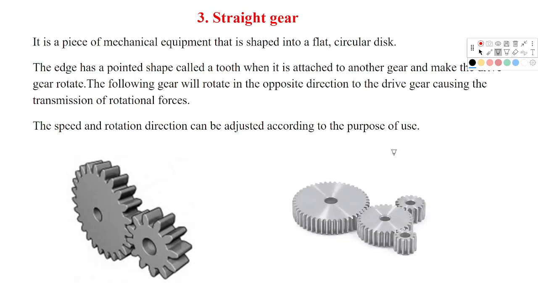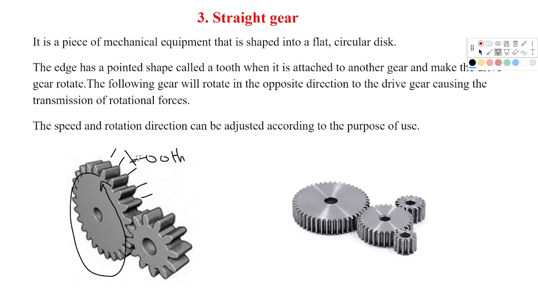Now look at this. These are what we call gears. It is a piece of mechanical equipment that is shaped into a flat, circular disc. Look, it is flat and circular. It looks like just a circle. The edge has pointed shapes. This one here is called the edge. They have pointed shapes called the tooth. So these ones are called the tooth.